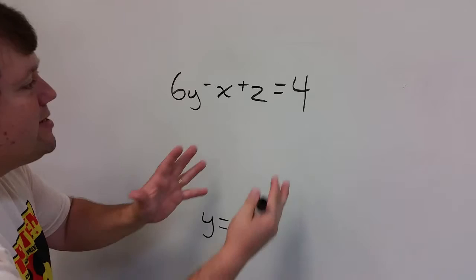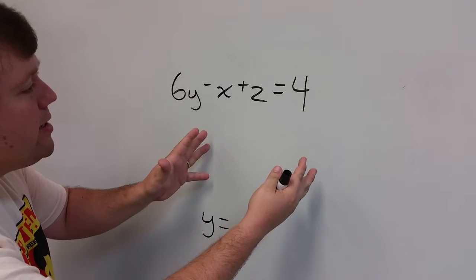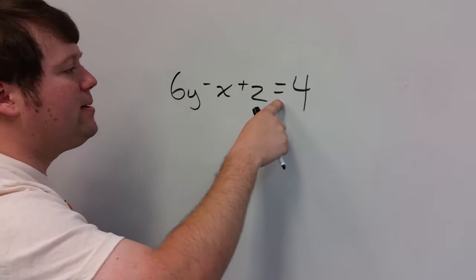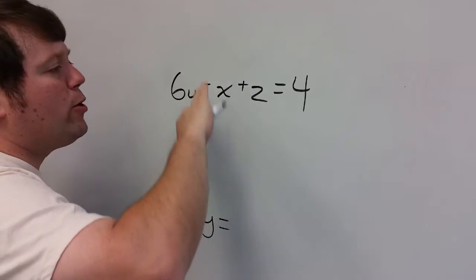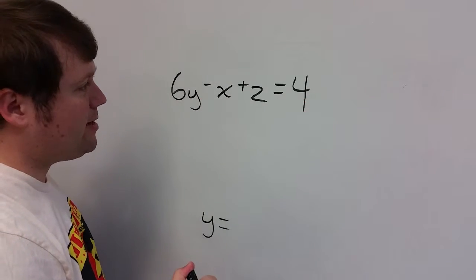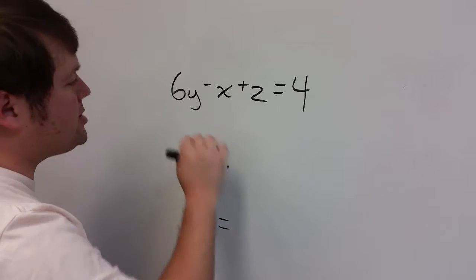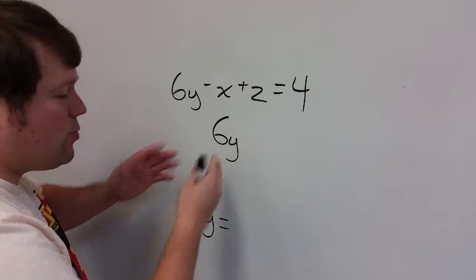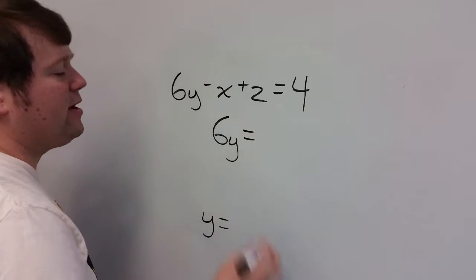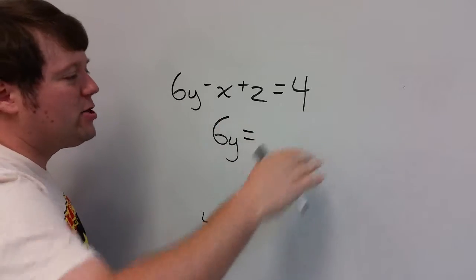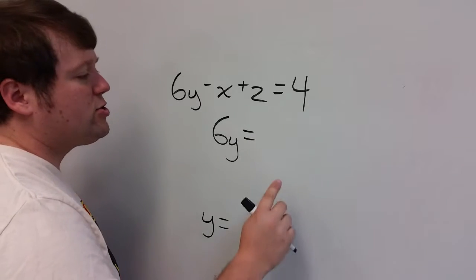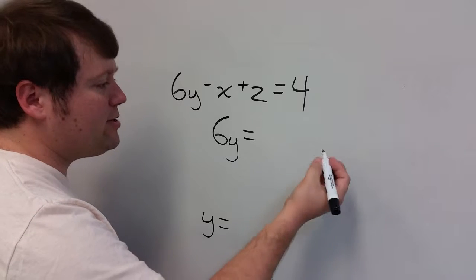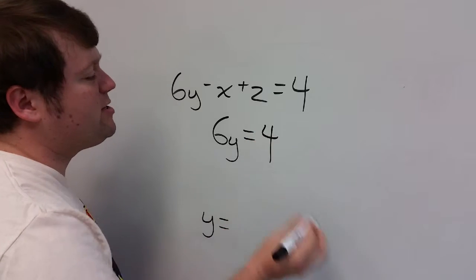So what we're going to do is everything that has a y in it, we want to leave on the left side of the equation, the left side of the equal sign. Everything else, we want to move over to the right side. So that means 6y is going to stay over here on the left side. That's where we want it. Everything else that does not have a y is going to move over to the right. So we've already got this positive 4 over here on the right. That's good. We want it over here. That's a good place for it.